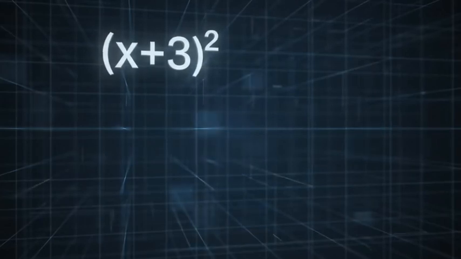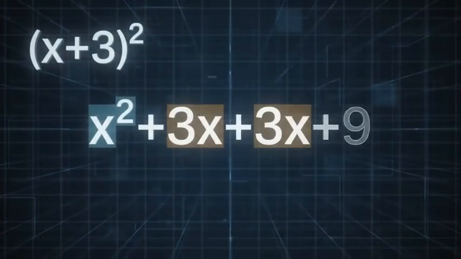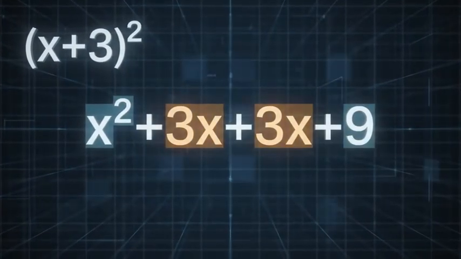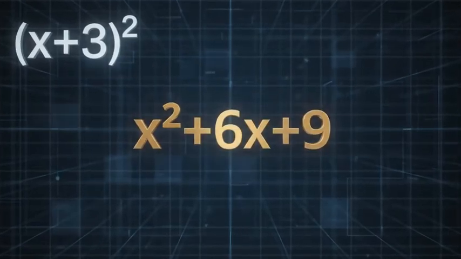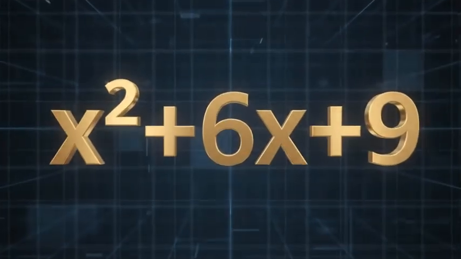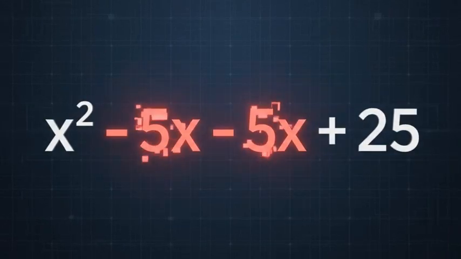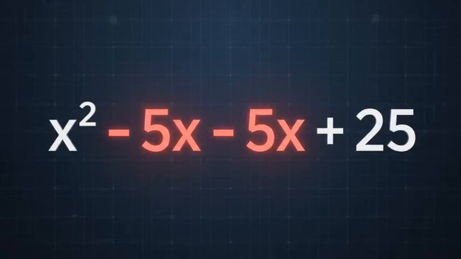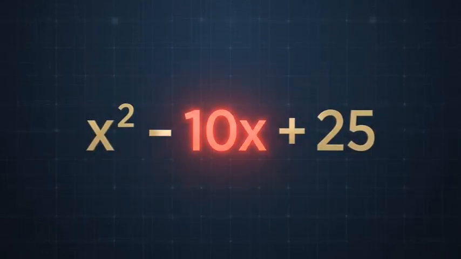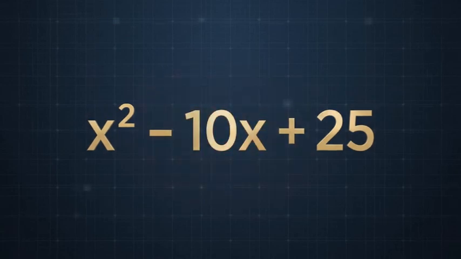Using exactly the same process, (x plus 3) all squared expands to x squared plus 6x plus 9. When the second term is negative, the middle term becomes negative, because negative 5x appears twice.